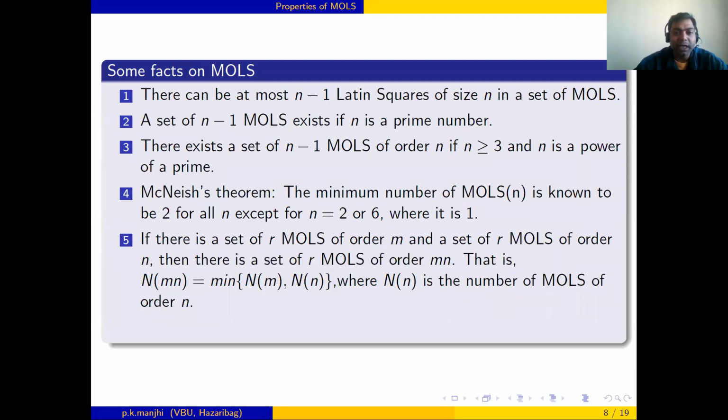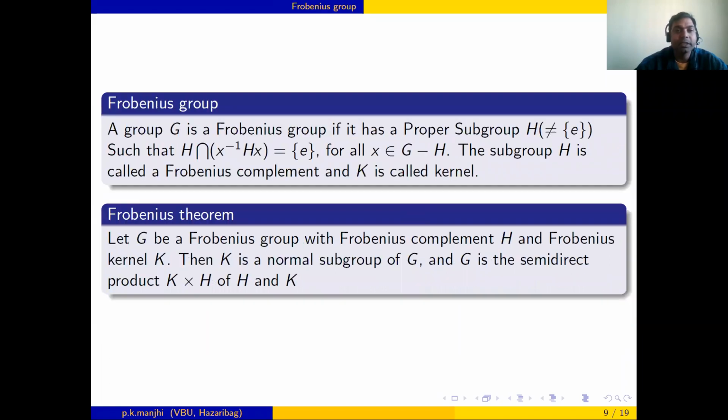If there is a set of r MOLS of order m and a set of r MOLS of order n, then there is a set of r MOLS of order mn. These are the known results, and we can write this symbolically: N(mn) will be at least the minimum of N(m), N(n). And if the factorization of n into prime powers is given, then it will be greater than or equal to the minimum of these.